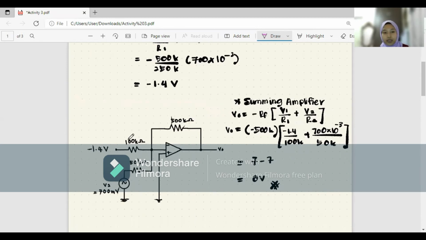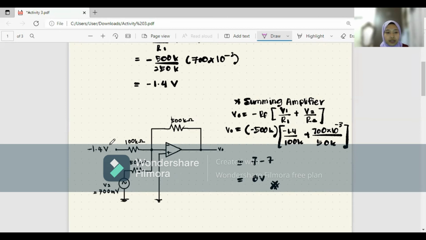In a summing amplifier, we'll have more than one input. So we already know that just now we found out the voltage output for the inverting amplifier, which is the first amplifier, equals negative 1.4, which is actually the input for the summing amplifier. So now we have two inputs. For the summing amplifier, we will use the formula V naught equals negative RF in brackets V1 over R1 plus V2 over R2.